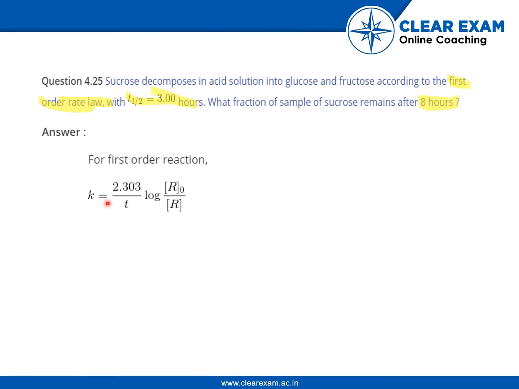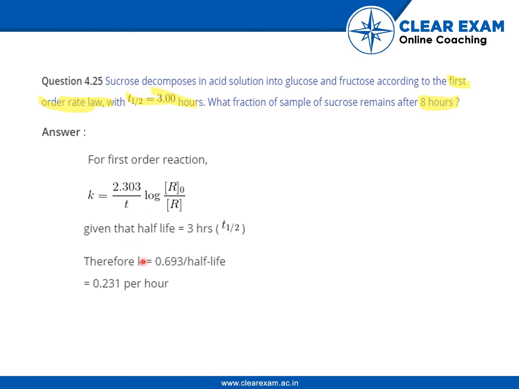As we move forward, for a first order reaction, this is a general formula for chemical kinetics: Kt is equal to 2.303 log R naught by R, where R naught is the initial concentration of the reactant and R is the final concentration of the reactant after time t.